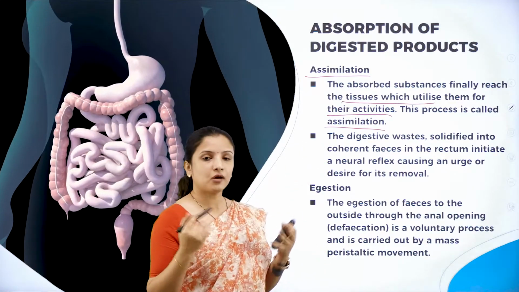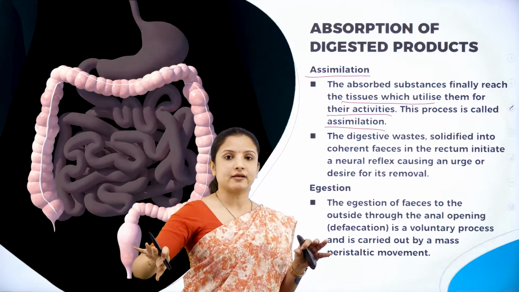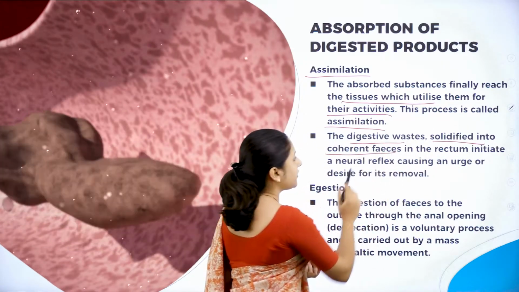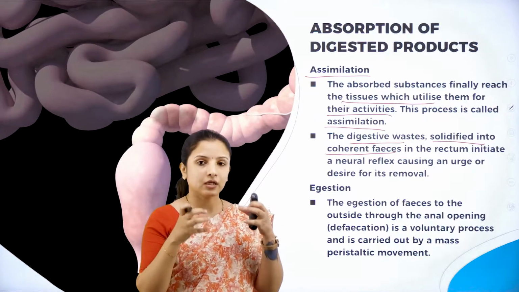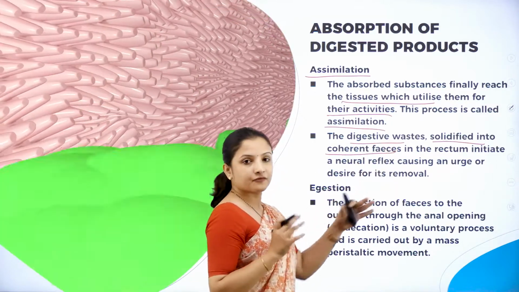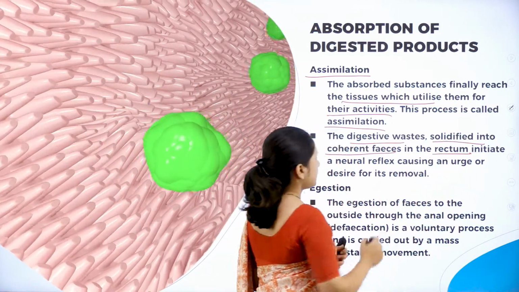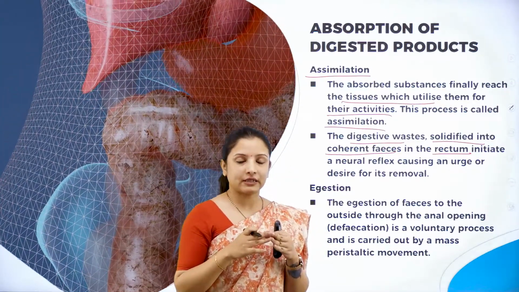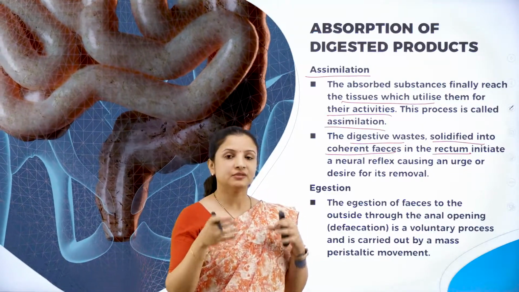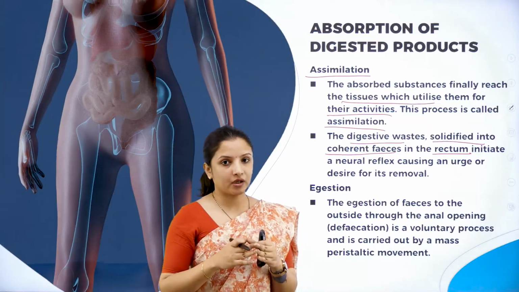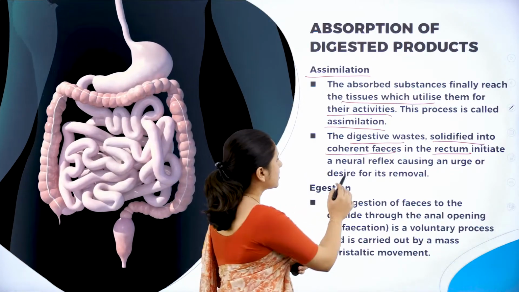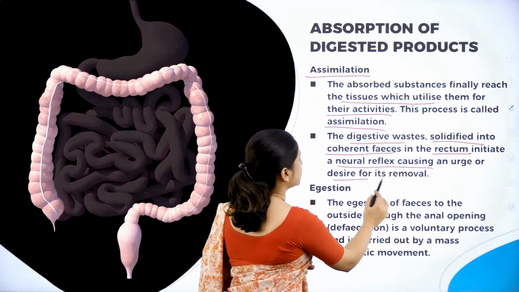After assimilation, the remaining food is the waste material. The digestive waste solidifies into coherent feces. They come together, stick together, and form a solid which is called the feces, and this feces gets stored in the rectum. Once the feces gets stored in the rectum, a neural signal will be sent to our brain through the nervous system saying that we have to eliminate the waste material out of the body because it got collected in the rectum. So a neural reflex will occur causing an urge or desire for its removal.